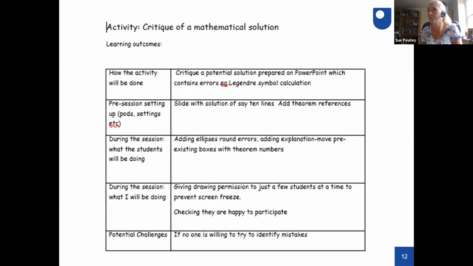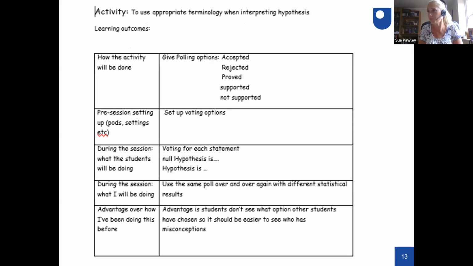So, critique of a mathematical solution, like I said, these are the sorts of things you can use if students can draw on the screen, because it's very simple mouse drawing. They can draw ellipses or very bad arrows to point where the errors are and things like that. When you're doing this sort of thing, it is really important to check that all the students are happy to participate and that they're happy to go on.